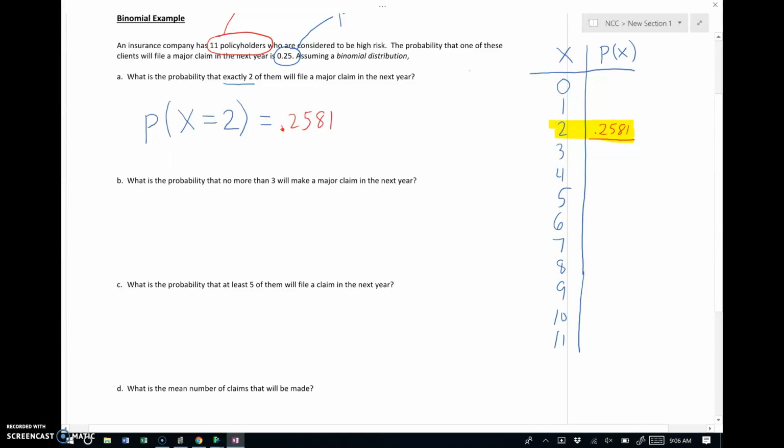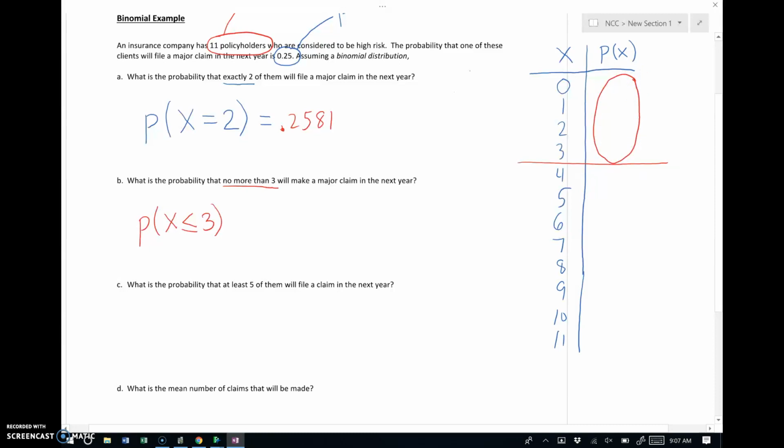Letter B says, what is the probability that no more than 3 will make a major claim? No more than 3. So the probability X is less than or equal to 3. That phrase, no more than 3, is the same thing as saying at most 3, which means less than or equal to 3. I'm just going to clean up my table a little bit. These are the probabilities right here, no more than 3.